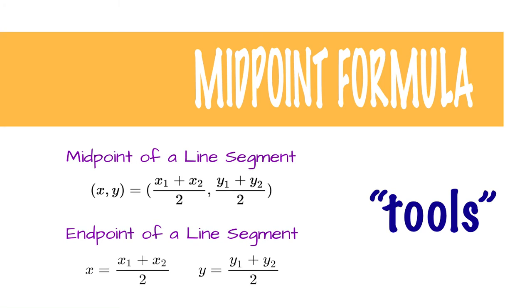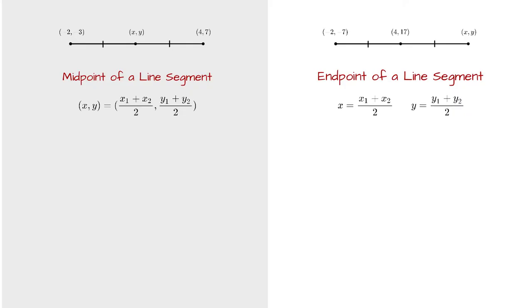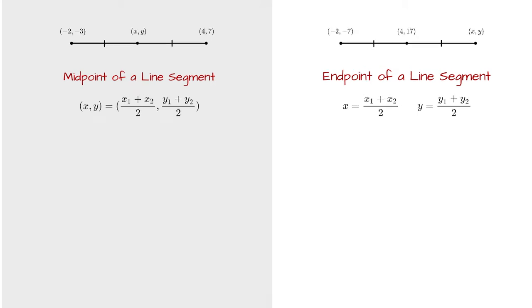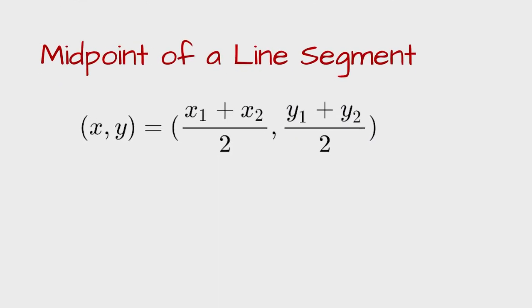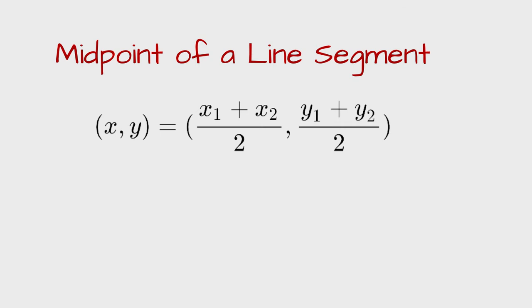The midpoint formula. The midpoint of a line segment formula is what you see now on your screen. The midpoint formula is simply the average of the x's and the average of the y's. So your x value, your x midpoint, is the average of the x's, and the y value of your midpoint is the average of the y's.